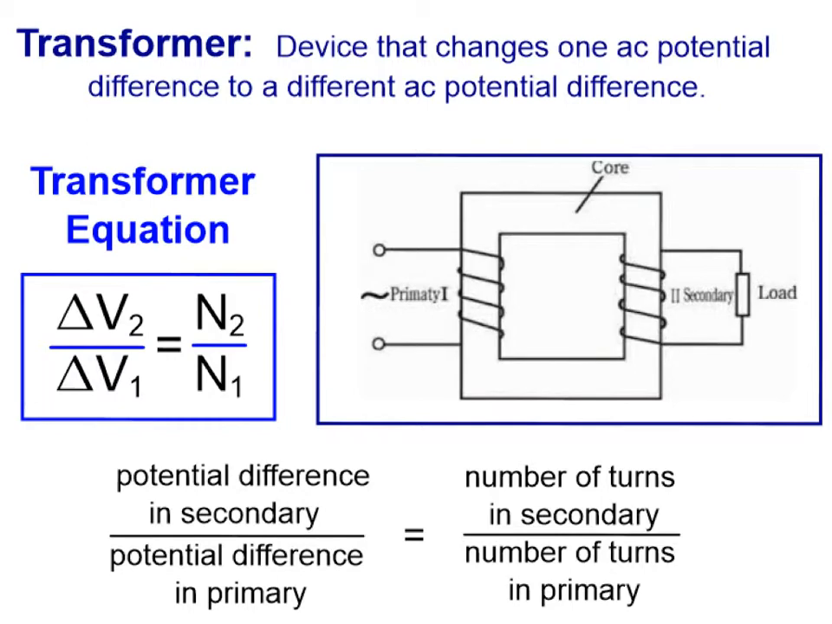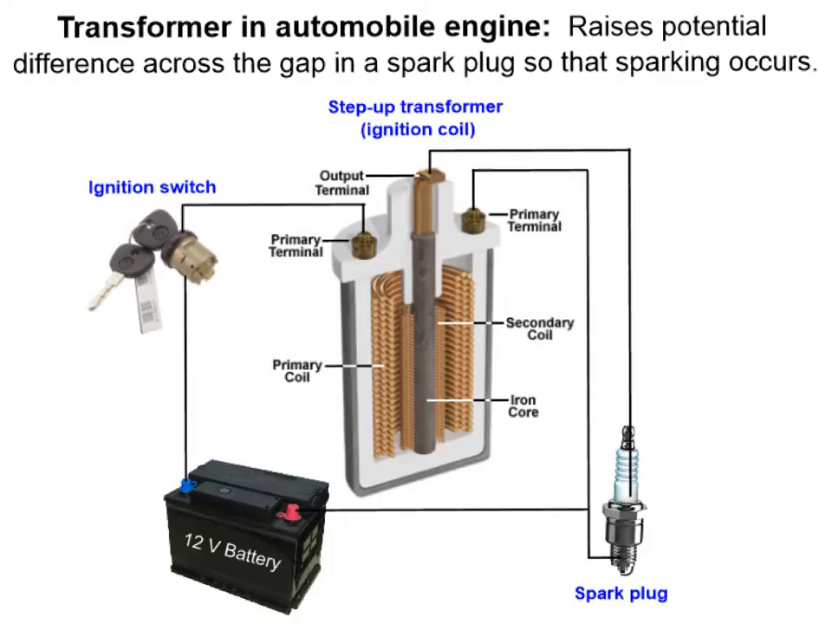We can calculate the potential difference based on the number of coils in the wire, and here is the relationship between those. If we know the potential difference in the secondary coil and the potential difference in the primary coil, and we know the number of turns or coils in that secondary coil, we can calculate the number of turns or coils in the primary circuit, or any number of these variables. You can solve for any of those based on those relationships.